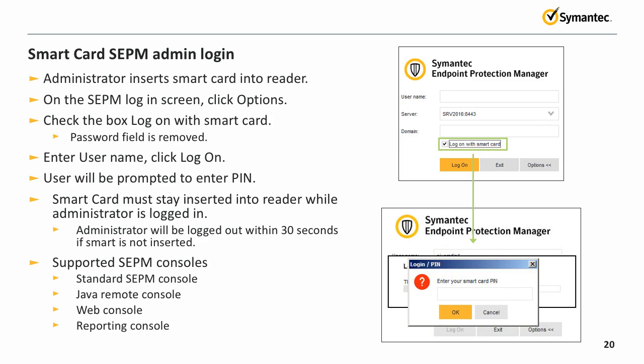When logging into SEPM with Smart Card authentication enabled, the process will be as follows. The administrator inserts a smart card into the card reader. On the SEPM login screen, click the Options button. Check the box Log on with Smart Card. Note, the password field is removed. Enter the username and click Log on. The user will be prompted to enter their smart card PIN.